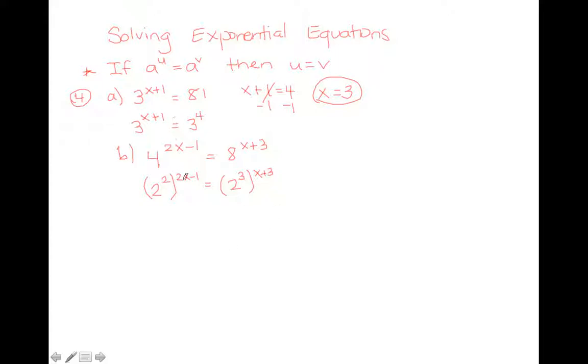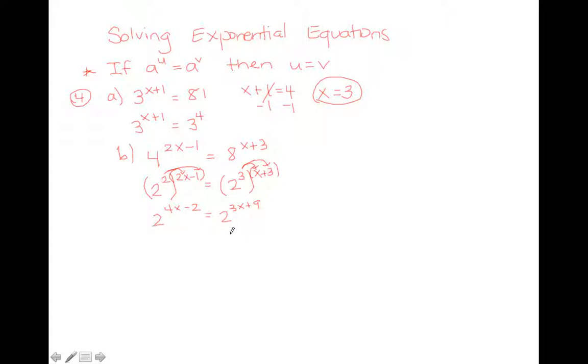Okay, so now these are both written as the same base. If you remember your exponent rules, I'm going to do power to a power right here and multiply these. So I'll distribute this 2 into here first. So base is 2, distributing the power of 2, so I'll get 2 times 2x, that's 4x. 2 times negative 1, that's negative 2. Other side, distributing this 3, so I've got 3x plus 9 in the exponent over here.